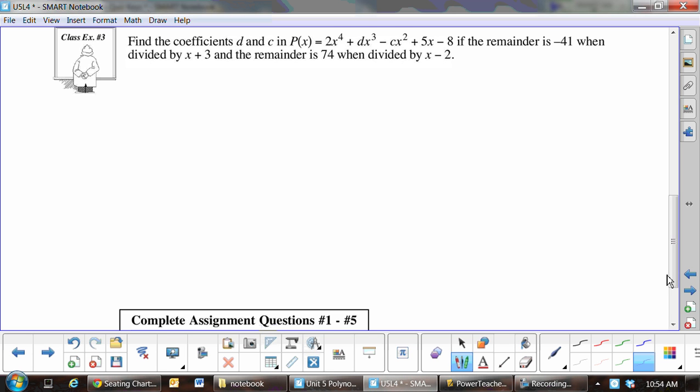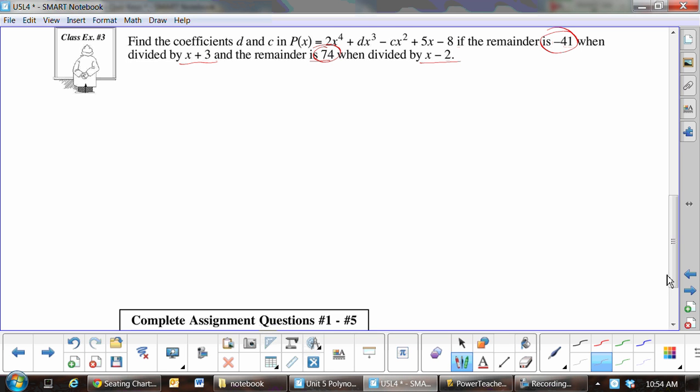Okay? Now the first thing is, okay, they tell me that when I divide this by x plus 3, I get a remainder of -41. They also told me I get a remainder of 74 if I divide by x minus 2. Now, why do they have to give me 2? Because I have 2 variables. Because I have 2 variables, I need 2 equations. Okay? There's 3 variables, I need 3 equations.